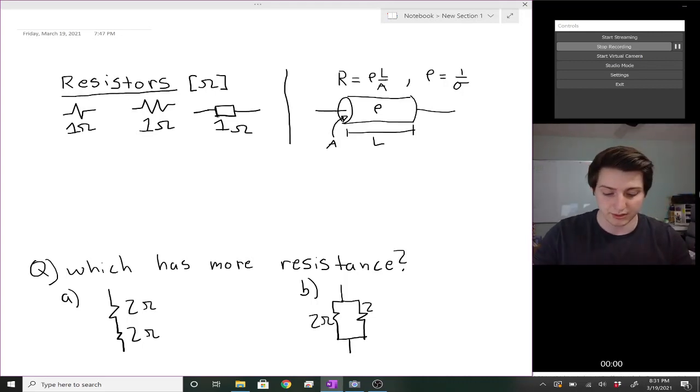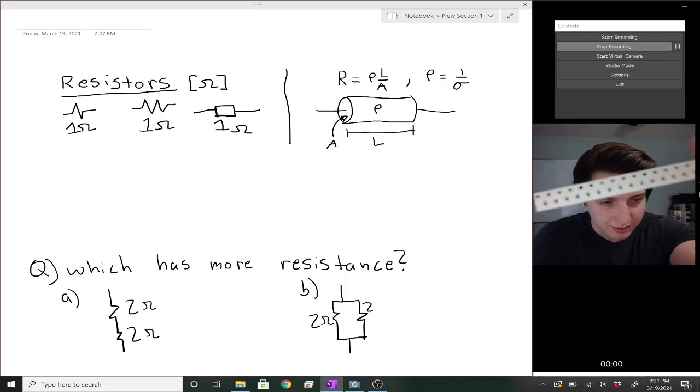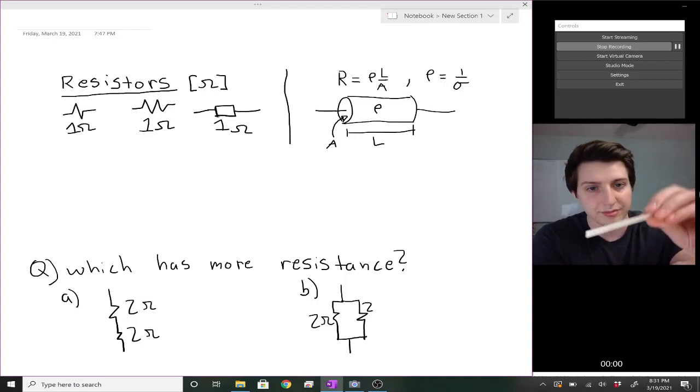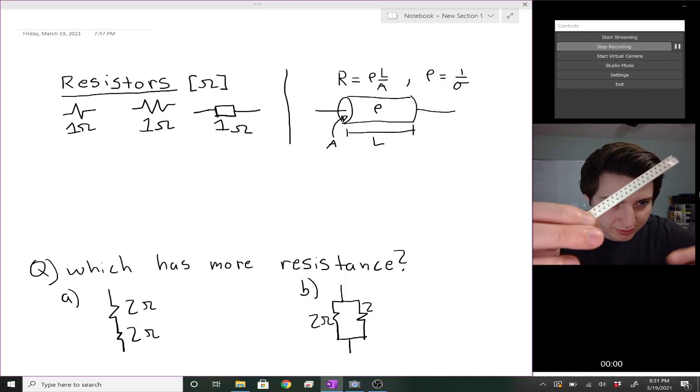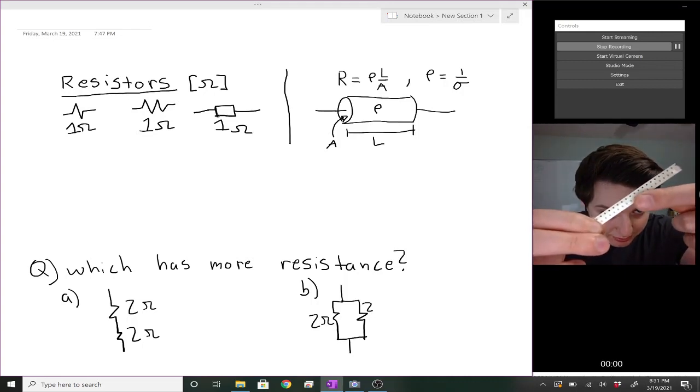On the other end of the spectrum, you can also have these, which are very tiny resistors. There's maybe 20 or so in there. Each little black square is a resistor.